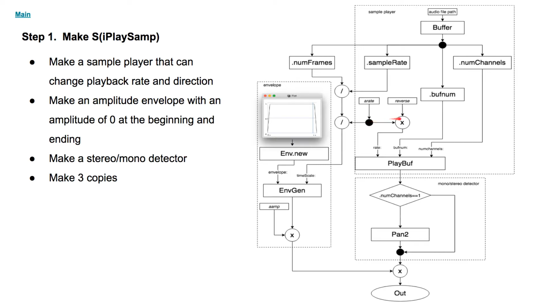Now, I'm going to have one more multiplication here, reverse, which I will input as either 1 or -1. If my rate is a negative number, SuperCollider will interpret that as reverse playback. So if my rate is 1, it's going to play the sound in the regular direction. But if my rate is -1, then it's going to play the sound in the reverse direction. It's a very convenient mechanism for our algorithm.